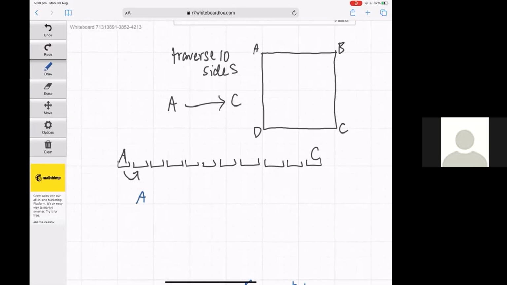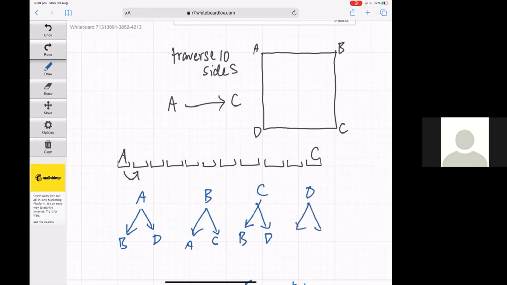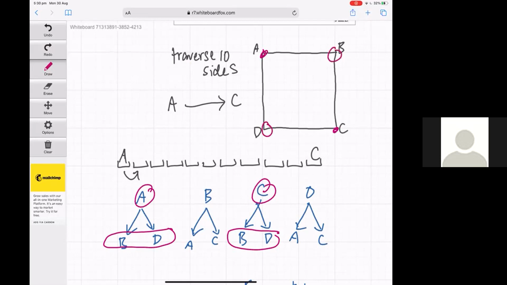So from A, you can either go to B or D. From B, you can either go to A or C. From C, you can either go to B or D. And from D, you can either go to A or C. So it's interesting that A and C have the same adjacent choices. And that's obvious because A and C are opposite vertices, and so they should have the same adjacent vertices. And that's the nice thing about a square.